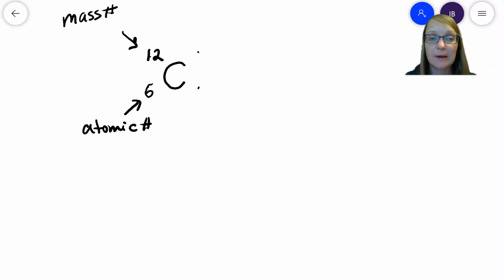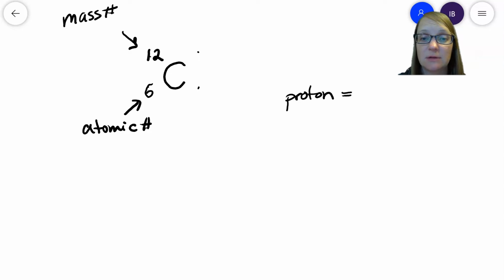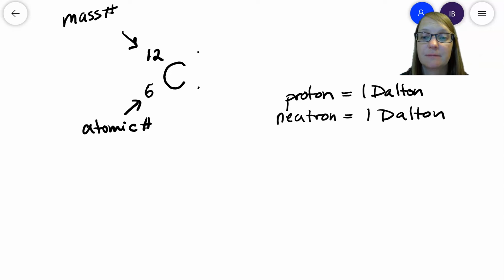So let's go back here and introduce the actual masses of the different subatomic particles. Let's start with protons. A proton has a mass of 1 Dalton. If you have ever heard of AMUs or atomic mass units, a Dalton is the same thing as an atomic mass unit. No difference there. A neutron also has a mass of 1 Dalton. So far, so good. Pretty easy.